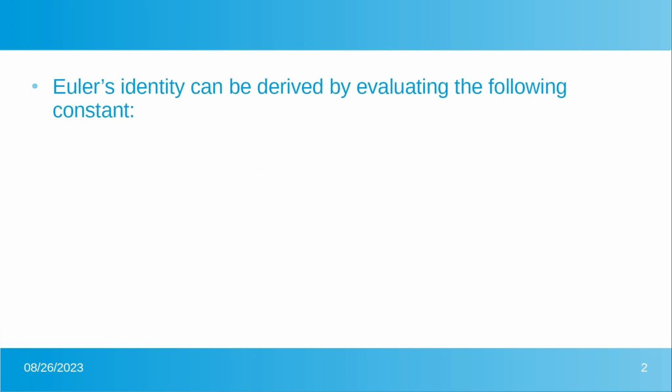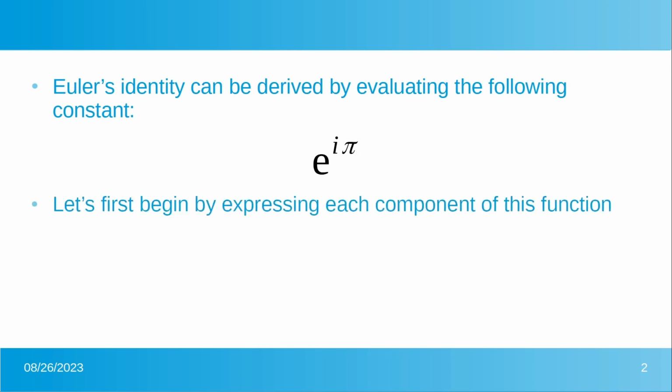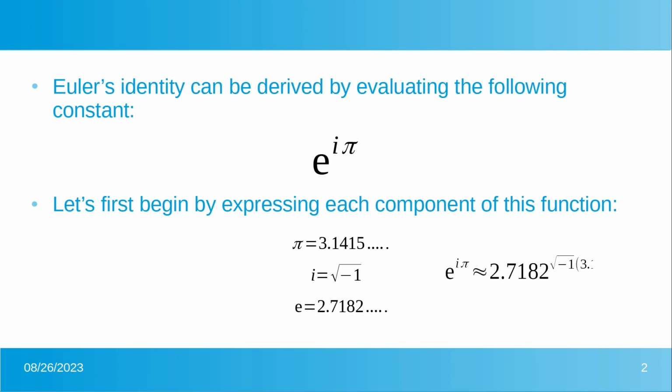We can go ahead and derive this identity by evaluating the following constant. This is e to the i pi, three very important constants in mathematics. Let's break down what each one of those are. We have pi, approximately 3.1415. We have i, which is exactly the square root of -1. And e, which is approximately 2.7182. This is Euler's number. e to the i pi is approximately 2.7182 to the power of the square root of -1 times 3.1415.